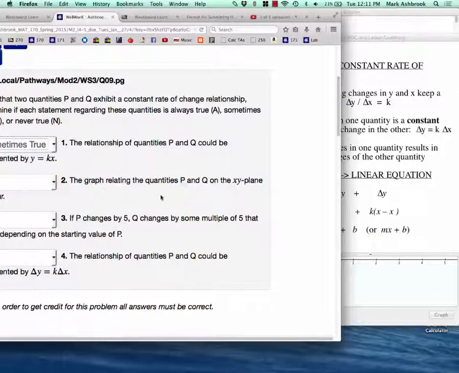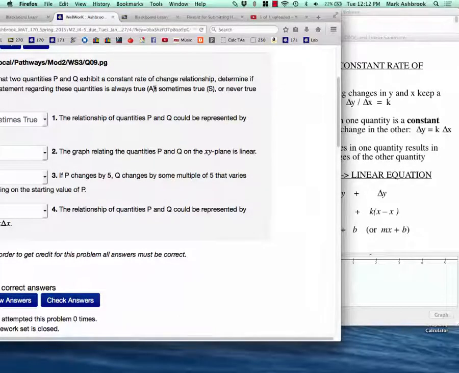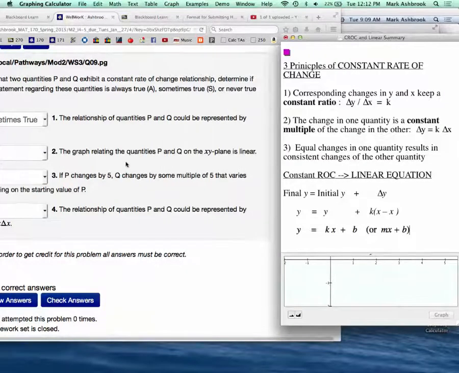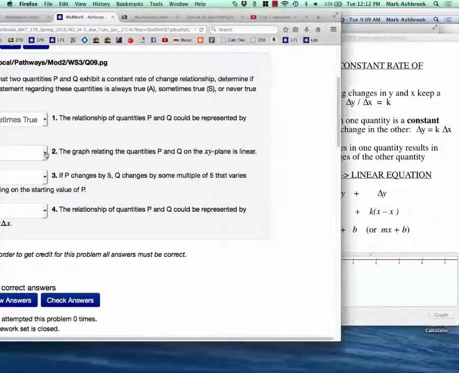Okay? The graph relating quantities P and Q on the xy plane is linear. Always, sometimes, never. It's always true, right? So we said when you have constant rate of change, you have a linear equation. It's always true.